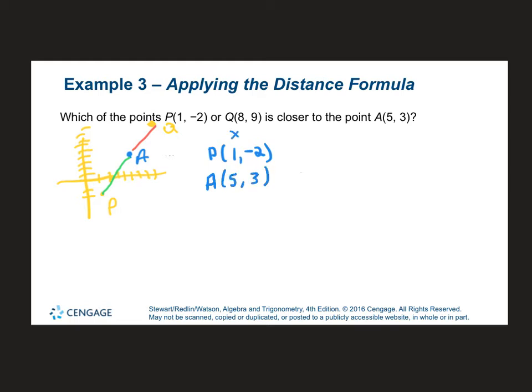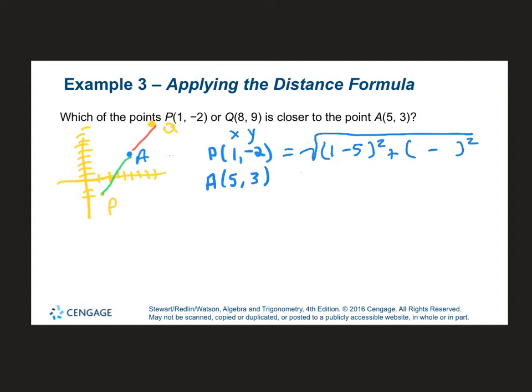I think you should write your points like this every single time you do a distance problem, because you can see where your x's are and where your y's are. Now when we go to do distance, it's our x's squared plus our y's squared, and I have to subtract in each parenthesis. It does not matter the order. You can either say 1 minus 5, or you can say 5 minus 1.